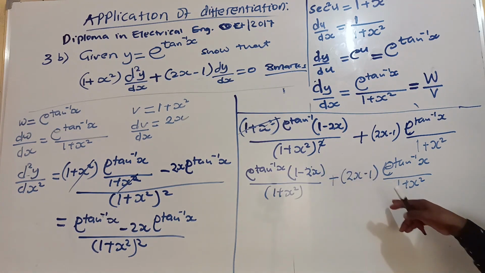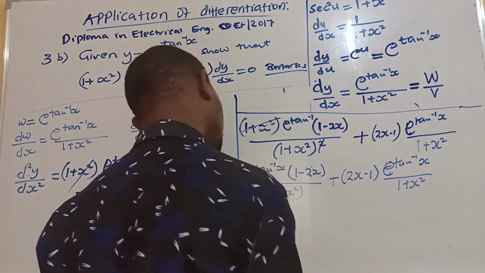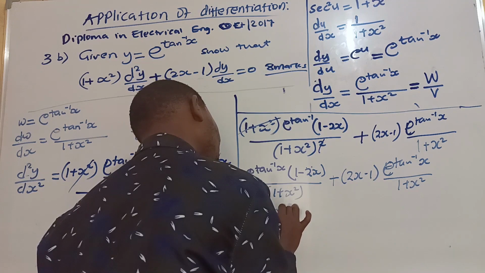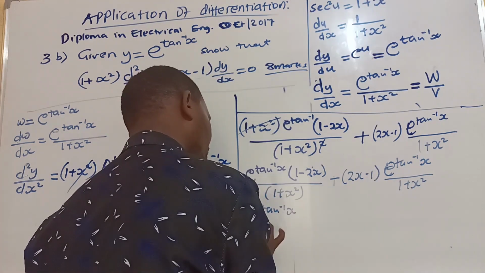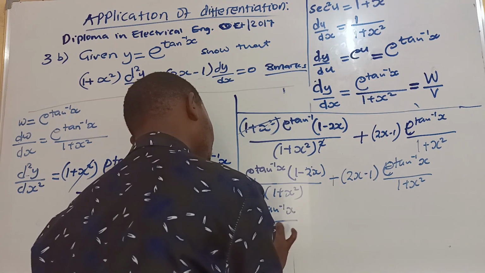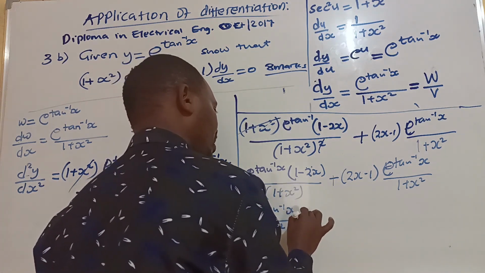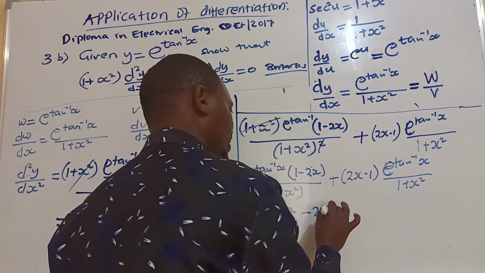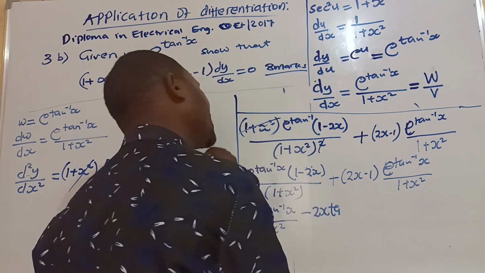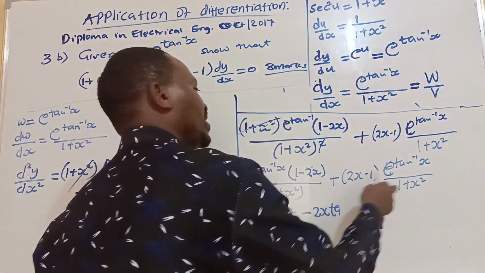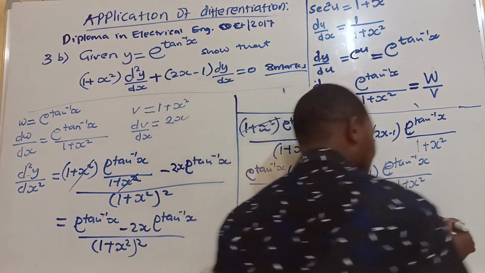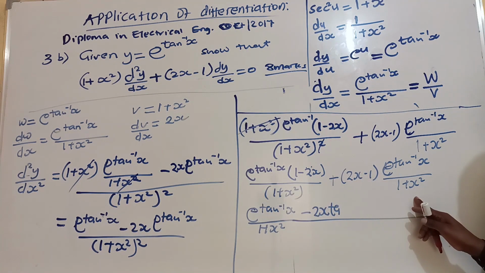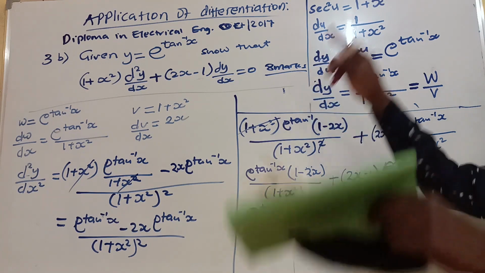I want us to open this bracket. Open here. Exponential tan inverse x, I'm opening the bracket, all over 1 plus x squared. I'm also minus negative 2x times exponential tan inverse x. The denominator is the same, 1 plus x squared and 1 plus x squared. They are sharing the denominator, so you can put everything over it.